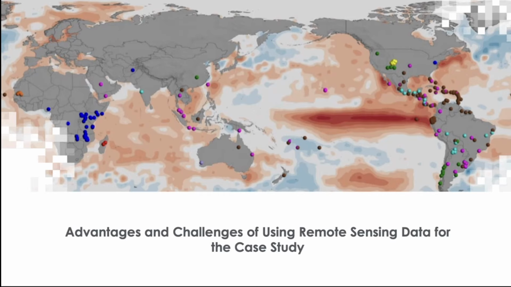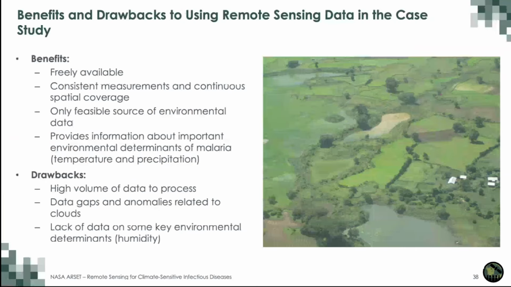Now I want to reflect a little bit on the advantages as well as the challenges of using remote sensing data for this particular application. So there are a lot of benefits to using remote sensing data. First of all, it's freely available. That's huge. The consistency of the measurements in time and space is essential for this type of forecasting application.